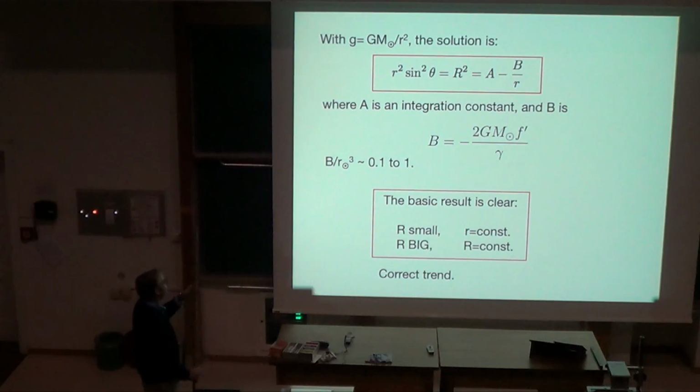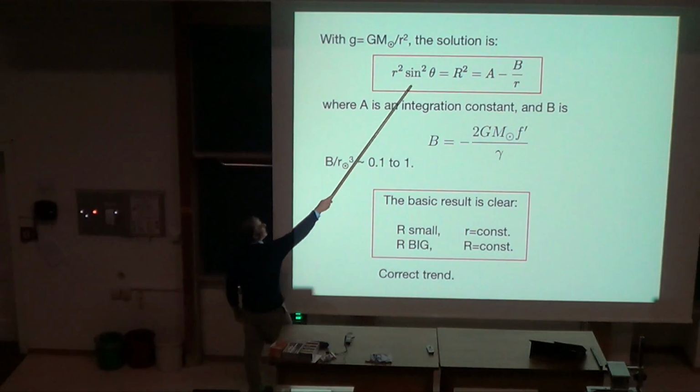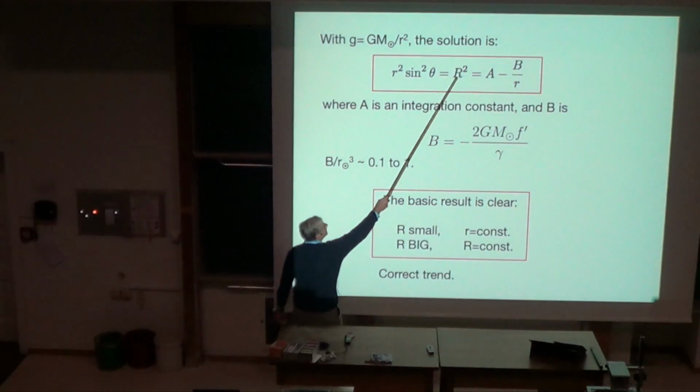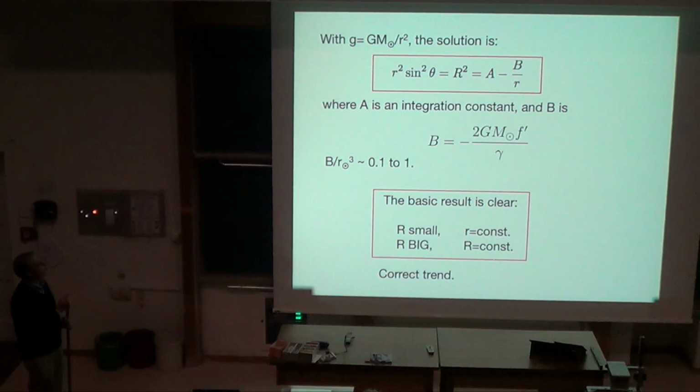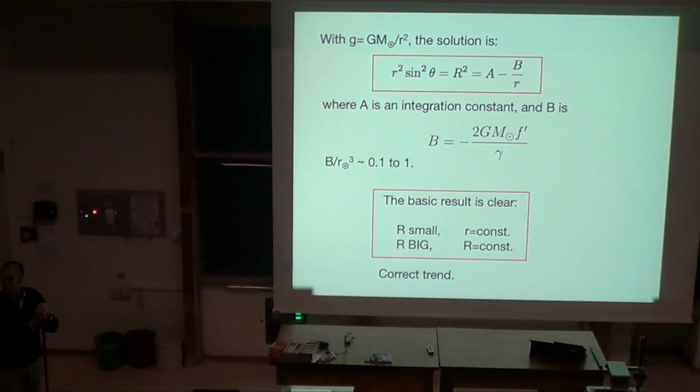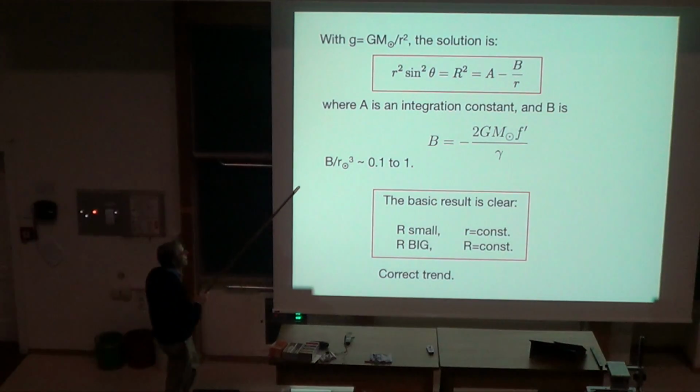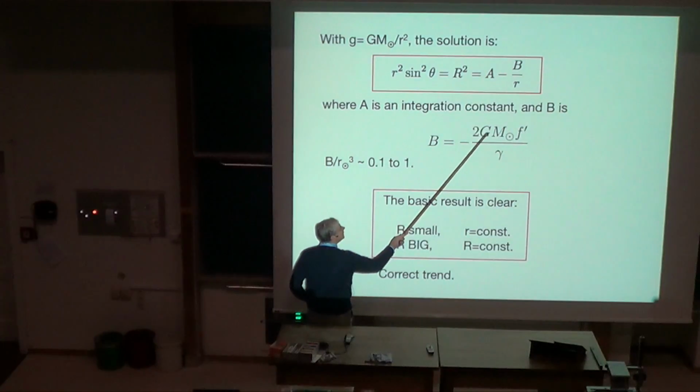Here's the solution. R squared sine squared theta, which is in fact the cylindrical coordinate r, is simply a linear function of 1 over r. 1 over r is the gravitational potential. And that's not an accident. You can solve that equation more generally. What you get is not minus 1 over r, but 5. For our purposes, keep it simple. B is this particular combination of terms.